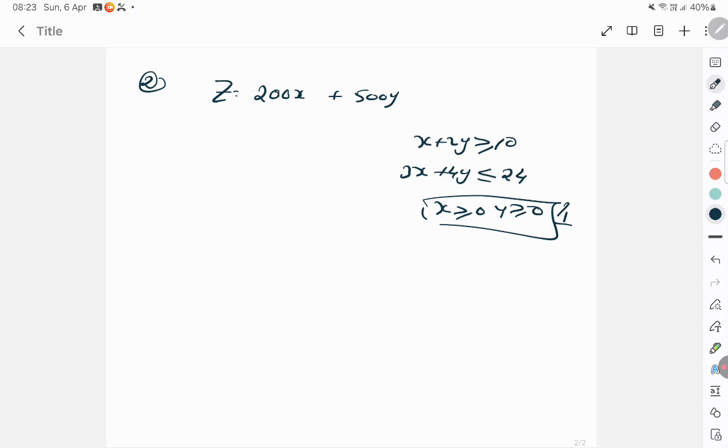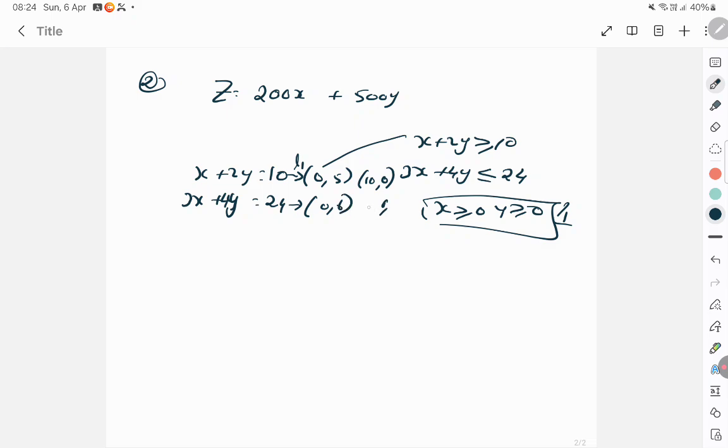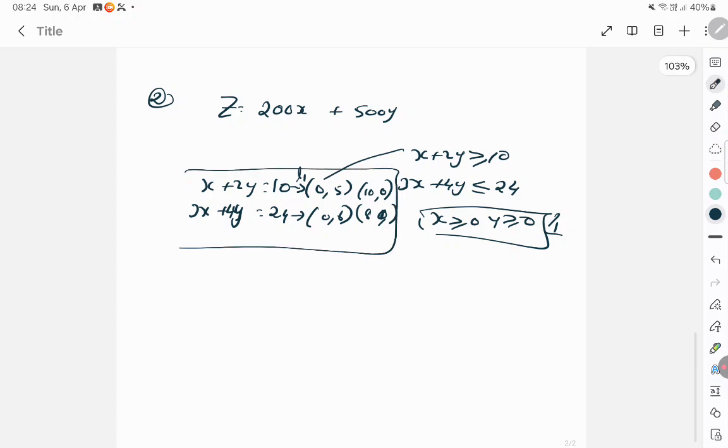Okay, let's consider these as equalities. x plus 2y is equal to 10. 3x plus 4y is equal to 24. When x is 0, y is 5. When y is 0, x is 10. That's my line 1. Then for the second, x is 0, y is 6. y is 0, x is 8. So you take these points and draw the line.